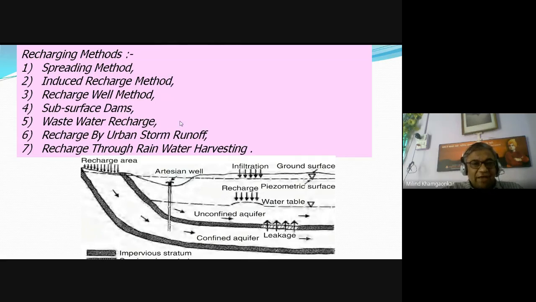Wastewater recharge. As I have just told you, Nagpur produces more than 75 lakhs of wastewater daily, and that water is being wasted through the Nag Nala, etc. Some part is being reused for the Koradi thermal power plant. So that wastewater recharge is very important, one of the methods of recharging the groundwater.